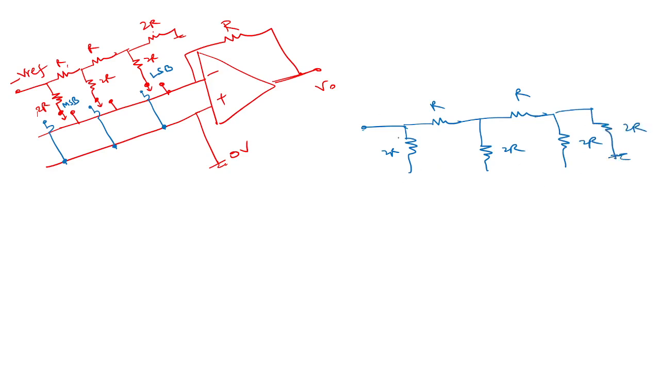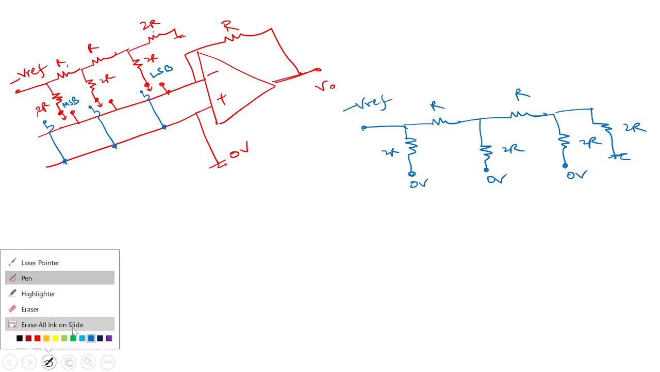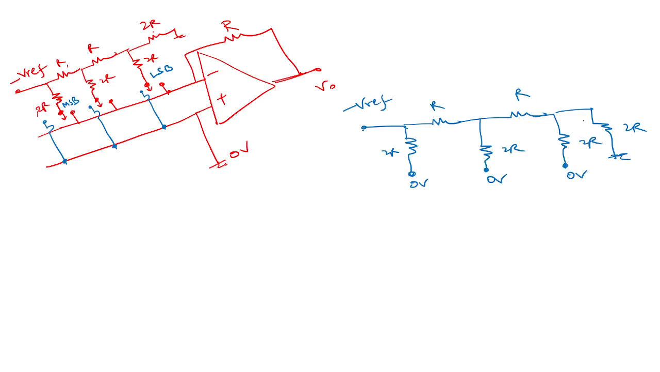Now I'm assuming that all these bits are 0. All the bits are 0. That means they are connected to 0. Now we look at this. This is minus V reference, right? Now this effective resistance is R, 2R, R, 2R. That means that this is minus V reference. This is 2R. This is going to be 2R.